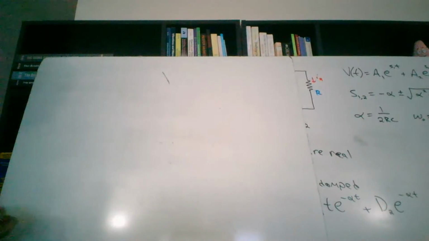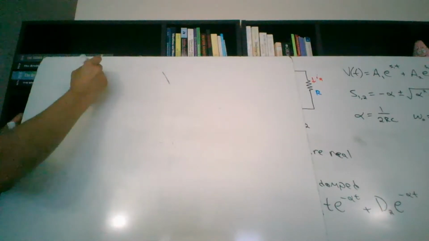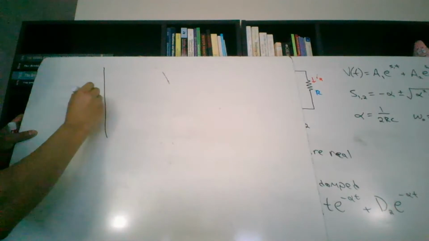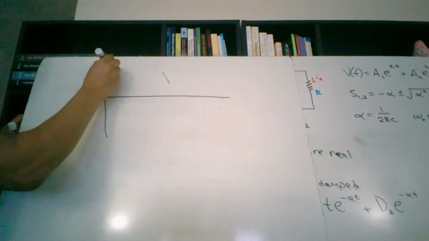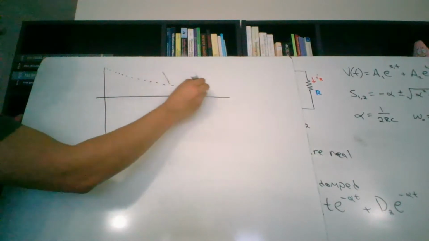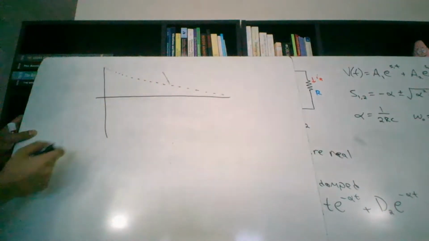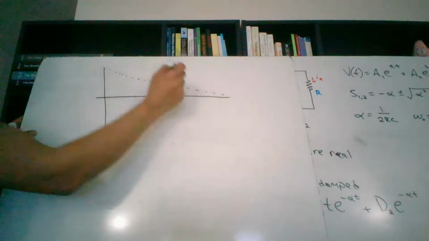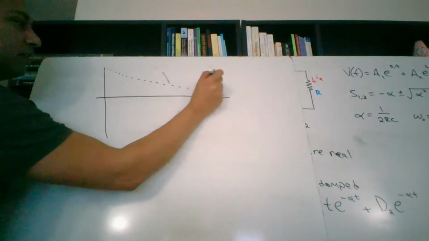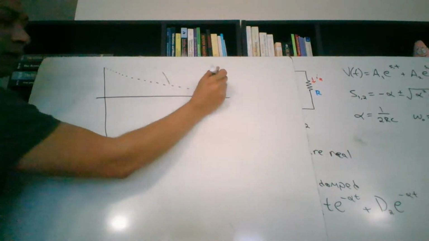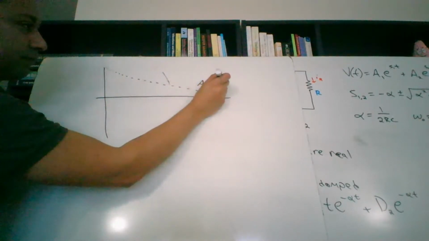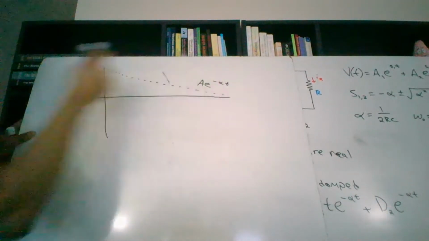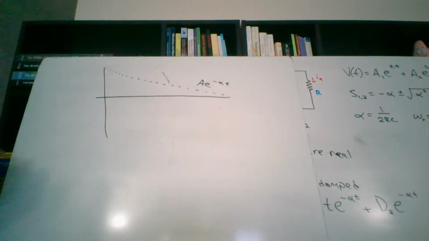So for the overdamped case, the graph will look something like this. You've got your general solution term, and this term right here is given by A e to the power of minus alpha t. I wrote st or minus alpha t? Minus alpha t. So that's going to be my term right there.